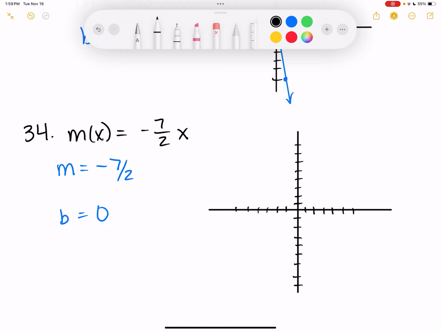All right, so I have that intercept at 0. Slope of negative 7 over 2 tells me to go down 7, right 2. So 1, 2, 3, 4, 5, 6, 7. Right 1, 2. Or if I want to not make my graph so big, I can go up 7, back 2. So 1, 2, 3, 4, 5, 6, 7. Back 1, 2. And connect it. And there it is.